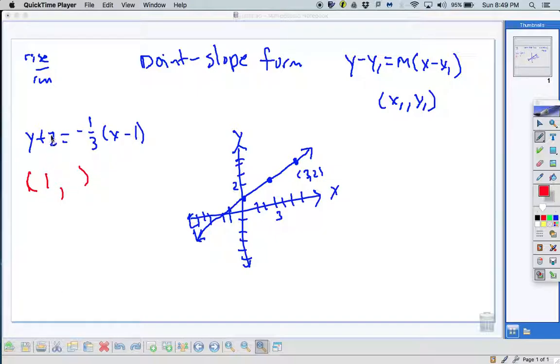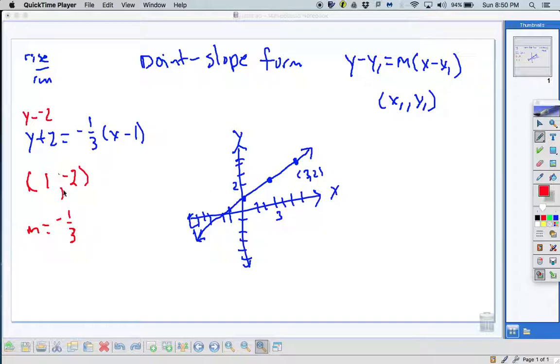But y1 is not 2 because this is really y minus negative 2. Remember when we did the integers, the double negatives become a positive. So this double negative means that it's opposite the way it looks. So y1 is negative 2. And that's really important. So it's always opposite the way it looks. x minus 1 means the x1 is 1. And y plus 2 means it is at negative 2 on the y. And our slope is going to be negative 1 over 3.